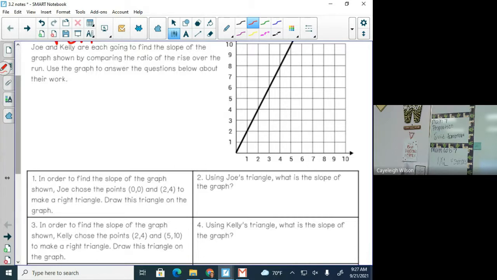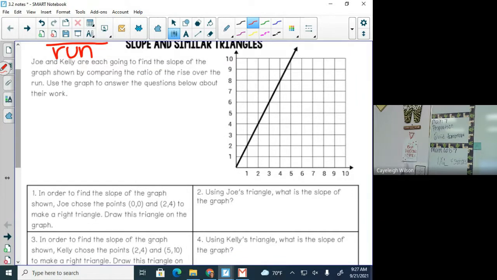So (0, 0), where do I find (0, 0) at? The origin. This is (0, 0) right here. Okay, I'm going to label mine (0, 0) so you can just see where I'm putting it. And then he also chose (2, 4).